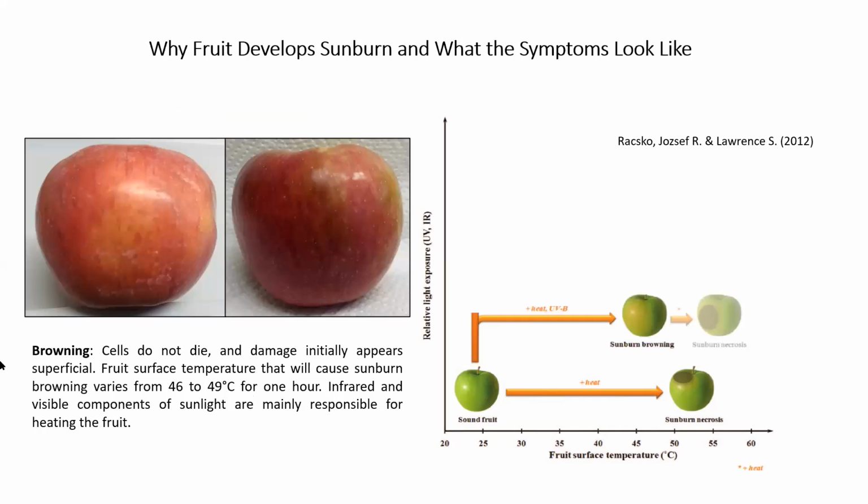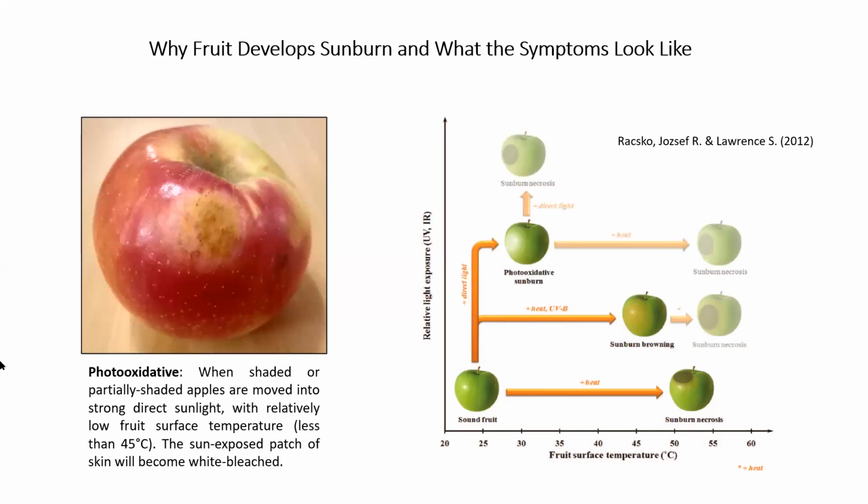Next one is browning, in which affected cells do not die and damage initially appears superficial. The fruit surface temperature that will cause sunburn browning has to be above 46 Celsius for 1 hour, and this critical temperature is variety specific. Unlike sunburn necrosis, here the infrared and visible light contribute to damaging the skin, which becomes yellowish or brown.